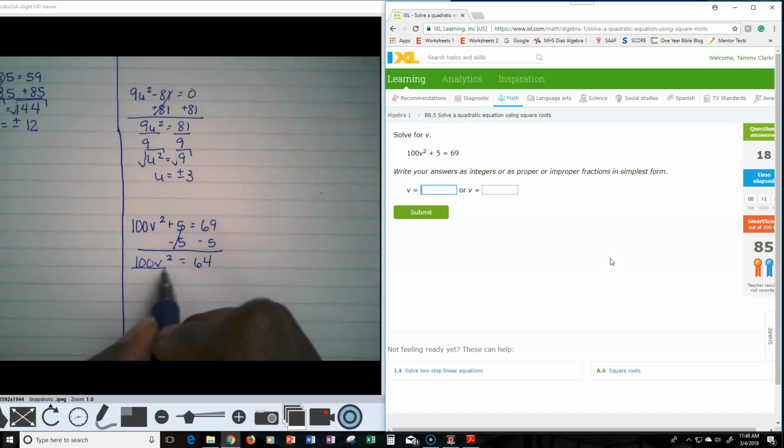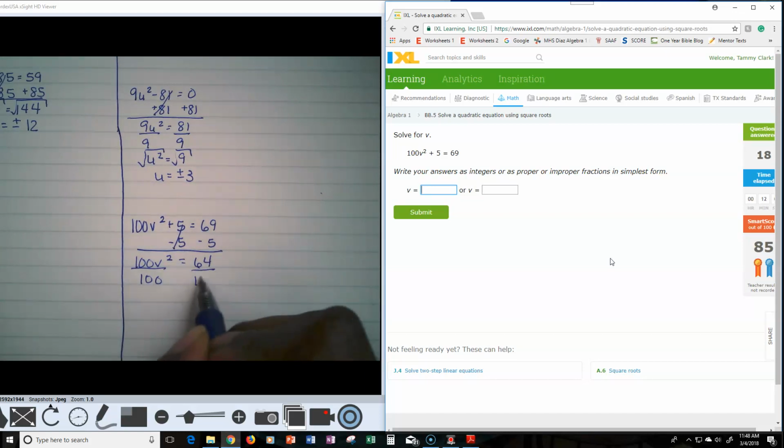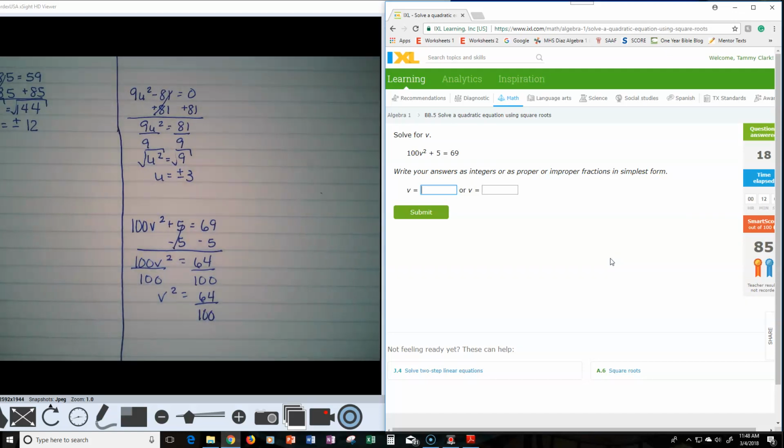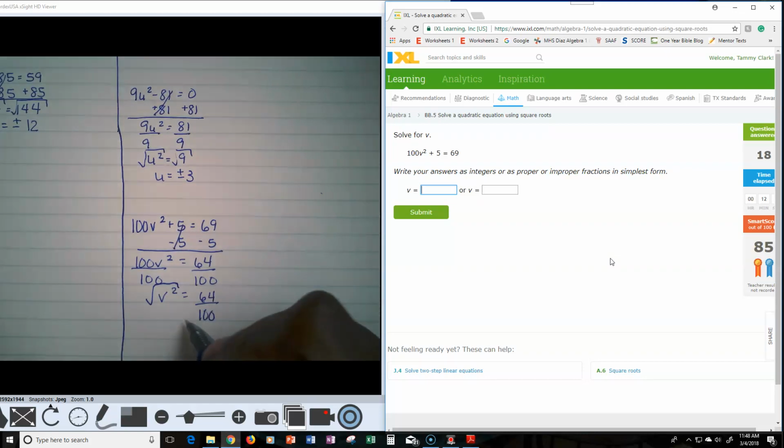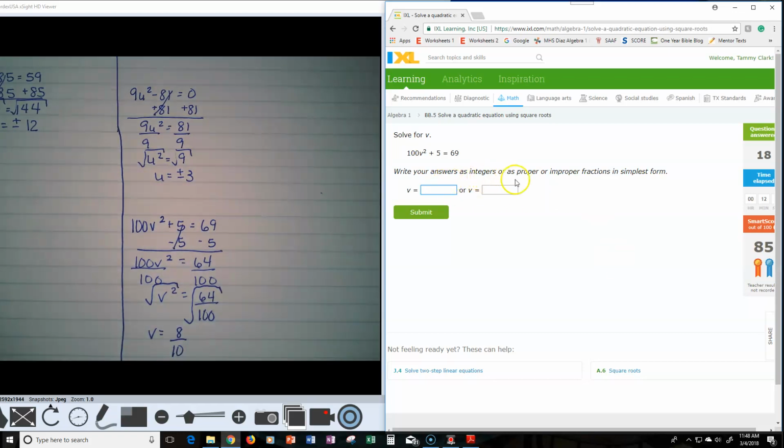Then I'm going to divide by 100 on both sides of the equation, and I've got v squared is equal to 64 over 100. Well, guys, you've done this before. You take the square root of that side, take the square root of the whole fraction. So we've got v is equal to 8 over 10, but it says here, write your answers as integers or proper or improper fractions in simplest form. So that means that this is really going to be, nope, we're going to leave it like that.